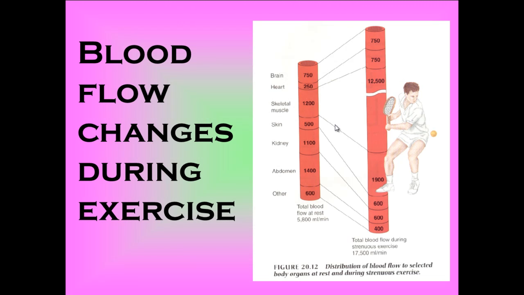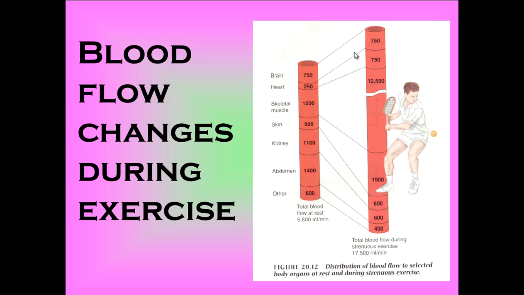This diagram illustrates the difference between the blood flow changes during exercise. This is at rest and this is your value for exercise, and you can see straight away that the amount of blood going to different areas has increased massively. It has nearly trebled, or in fact just about trebled: 5,800 millilitres per minute and nearly 18,000 millilitres per minute. What you'll notice here is several parts.